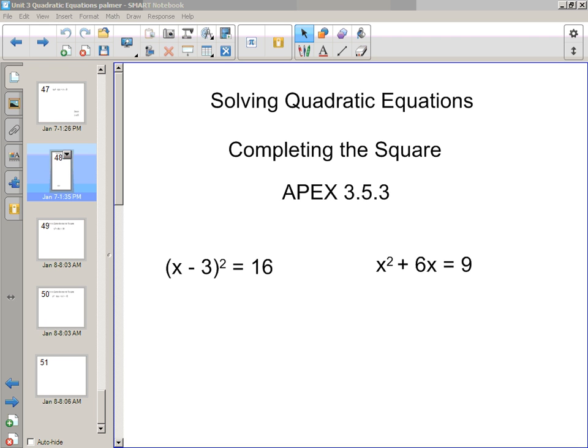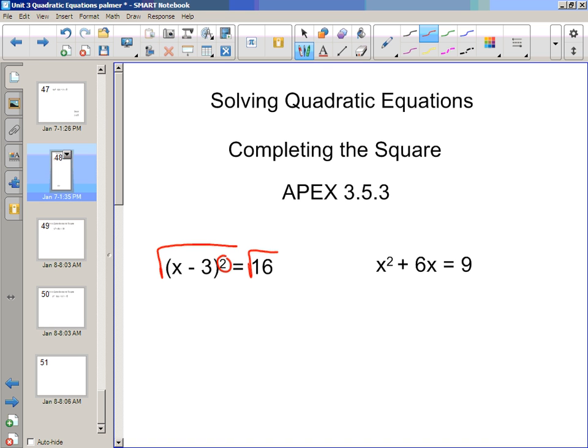All right, today we want to talk about how to solve quadratic equations by completing the square. Now, on the last lesson, what we did is we solved equations that were perfect squares. So for example, on the left, this equation's a perfect square. All we have to do, if there's a squared here, to undo it, is take the square root of each side. So to undo squaring, take the square root of each side.